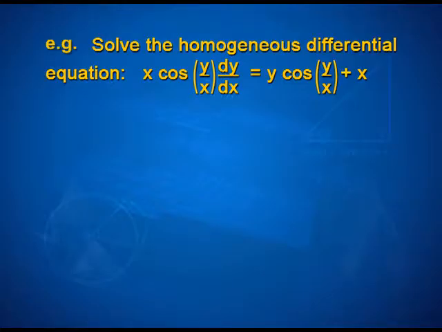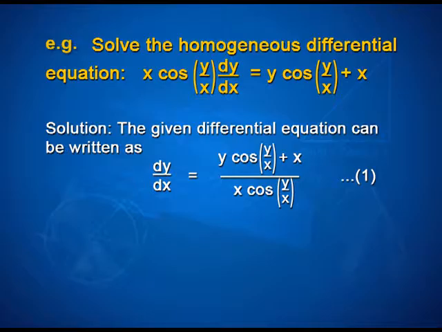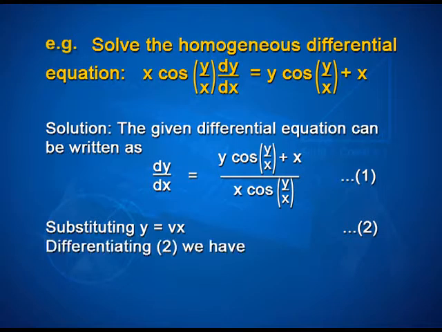For the solution, the given differential equation can be written as dy upon dx is equal to y cos y upon x plus x divided by x cos y upon x. Take this as equation number 1. Now, substituting y is equal to vx as equation 2, differentiating this equation 2, we have dy upon dx is equal to v plus x into dv upon dx. Take this as equation number 3.